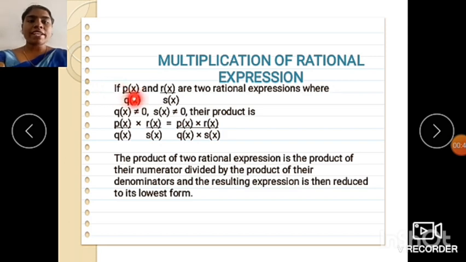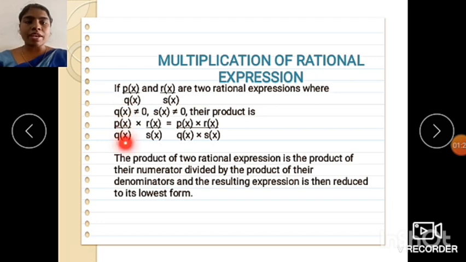If p(x)/q(x) and r(x)/s(x) are two rational expressions, where q(x) is not equal to 0 and s(x) is not equal to 0. So two rational expressions will be given for multiplication, that is p(x)/q(x) and r(x)/s(x), where the denominators, q(x) and s(x), are not equal to 0. They contain some value but it is not equal to 0. What will be their product?